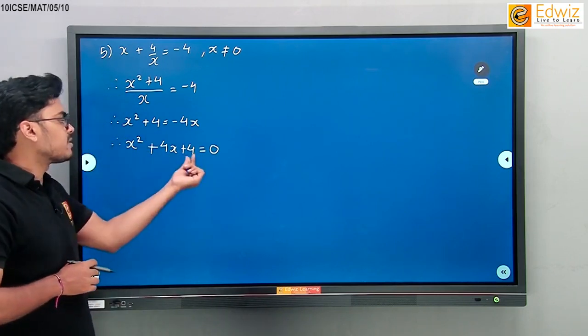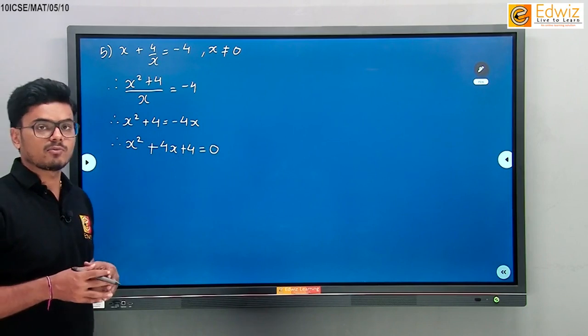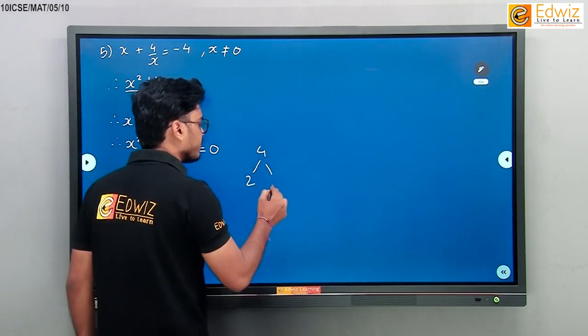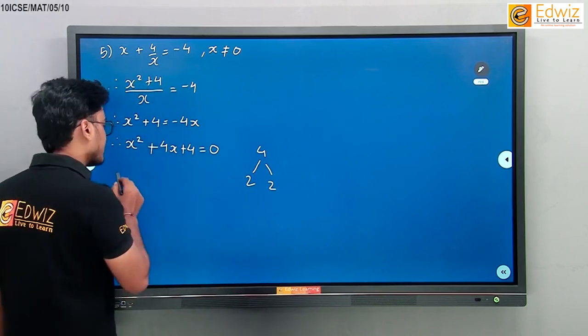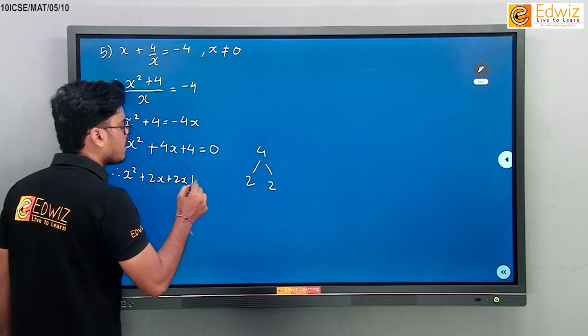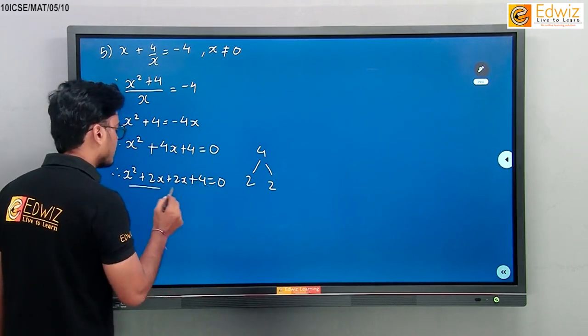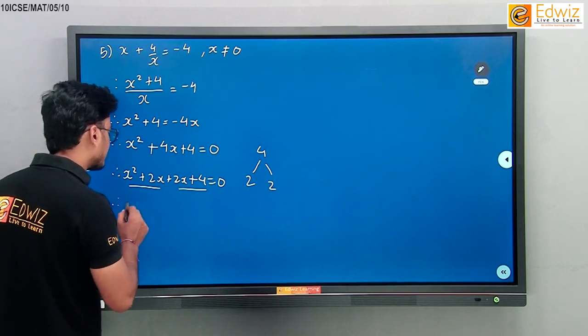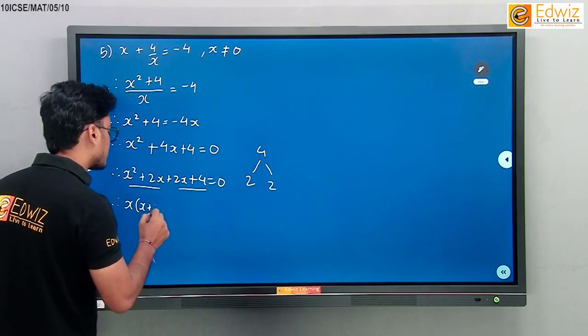Why? We need factors of 4 such that the addition of those two factors will be 4. So we know what the factors are. 2 2s are 4. That's it. Both positive, correct? So x square plus 2x plus 2x plus 4 equal to 0. Solve by grouping them. Upon grouping, this is x common, then x plus 2.